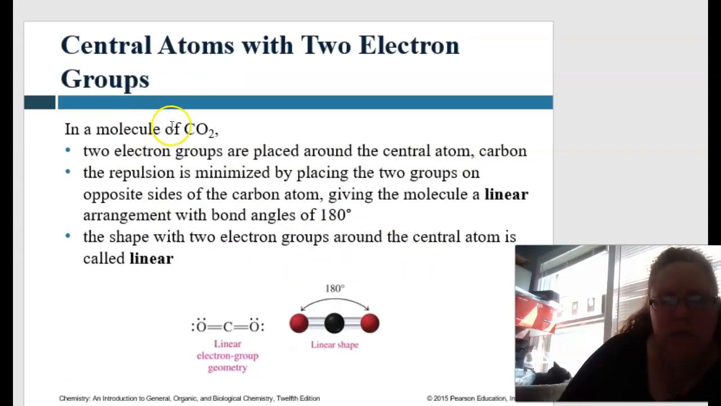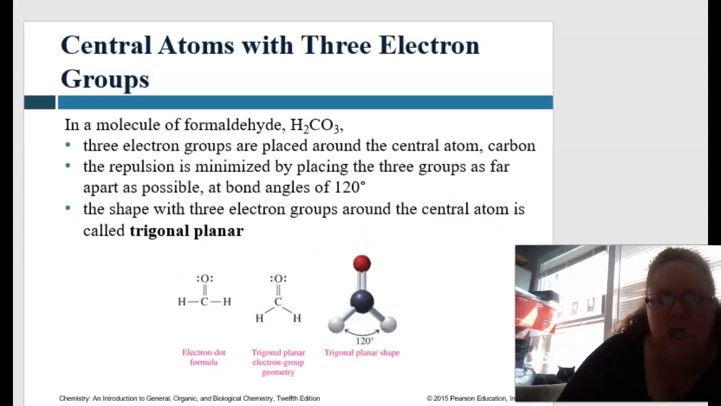Predicting shape. In a molecule of carbon dioxide, 2 electron groups are placed around that central atom, which is carbon. Okay, the repulsion is minimized by placing the 2 groups on opposite sides of the carbon atom, giving the molecule a linear or line type arrangement with bond angles of 180 degrees. The shape with 2 electron groups around the central atom is called linear, like a line. Okay, so pretty straightforward.